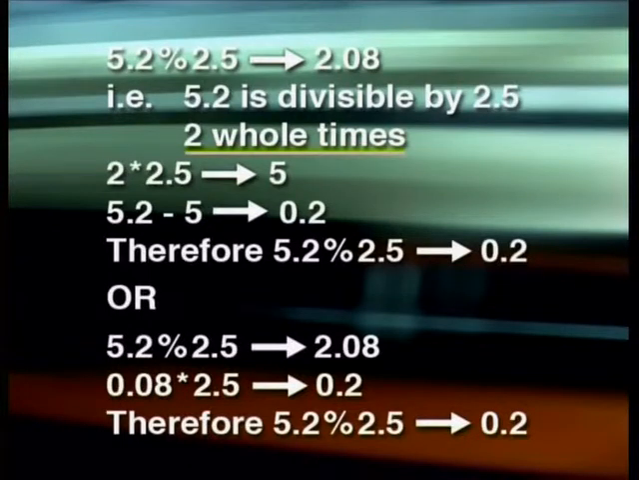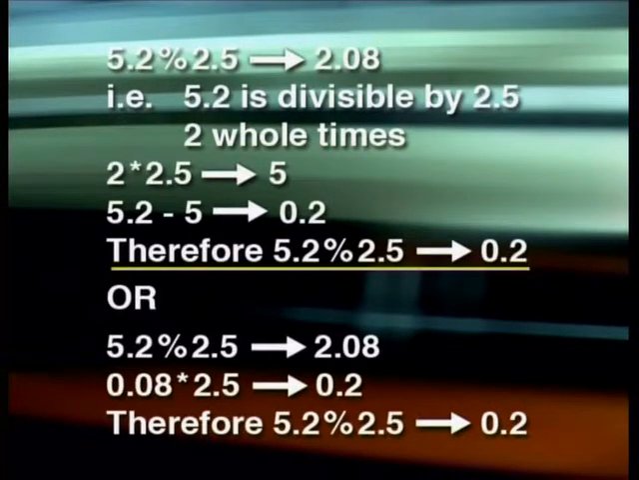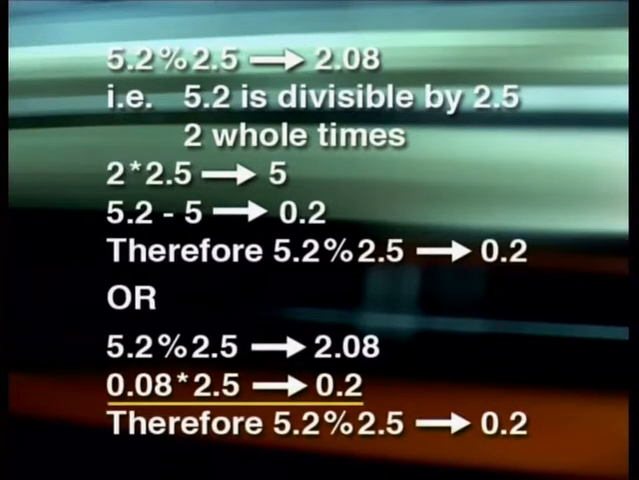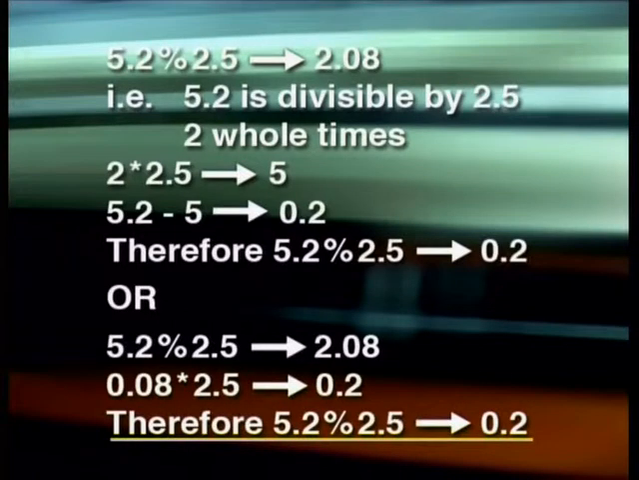So 2.5 would go into 5 2 whole times, and then there would be something left over. That something left over is the answer that the mod operator gives us. You can also work it out by taking the fractional part of the answer to the division, which is 0.08. Then multiply it by the second operand. That's the number you divided by 2.5.